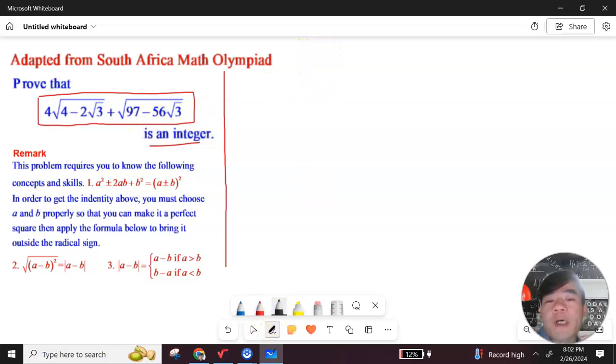So we have a square plus 2ab plus b square equals a plus b all together square. Okay, this is called complete square. If this is a subtraction sign, then this one must be a subtraction sign. So keep that in mind, okay? I'm going to box this formula. We're going to use this formula later.